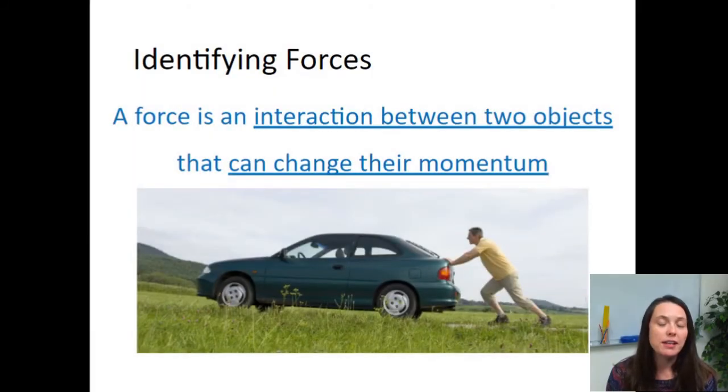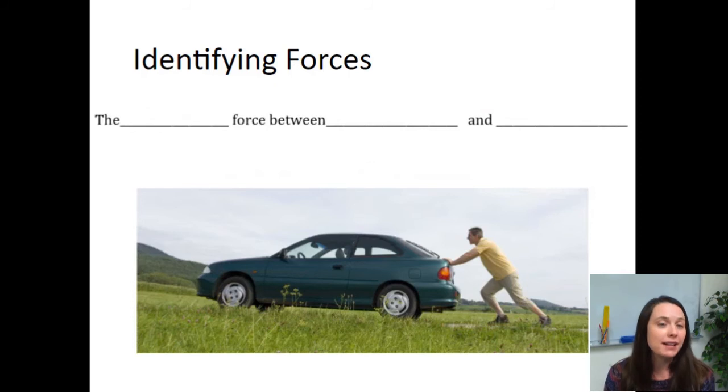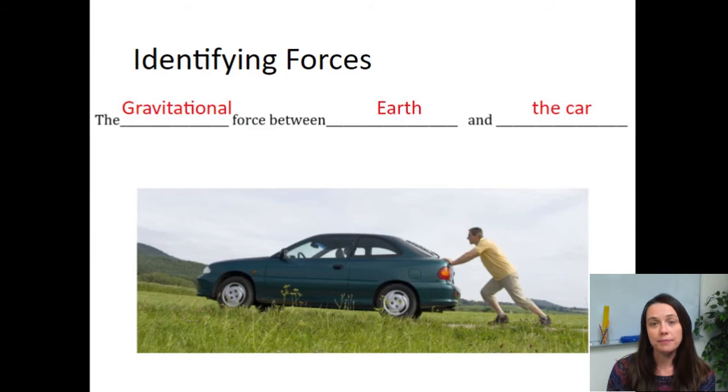Remember our definition that the force is always an interaction between two objects? Let's look at how we might identify forces, and then we'll do some practice. When we identify a force, it's always a good idea to list the type of force and the two objects it is acting on. For example, we might say there is a gravitational force that is acting between the earth and the car.